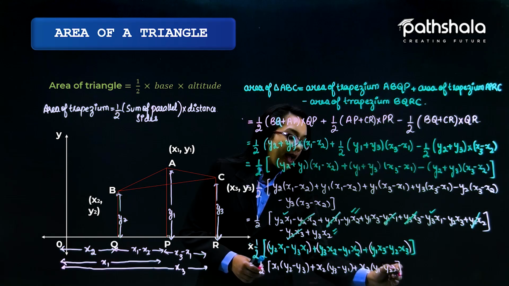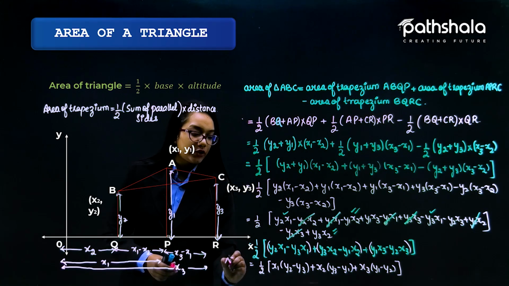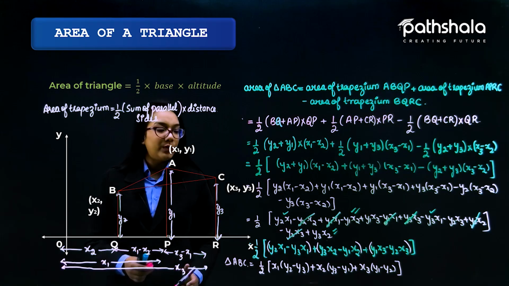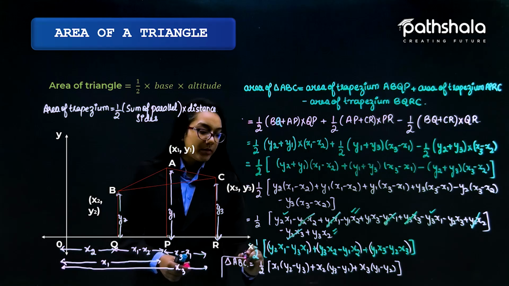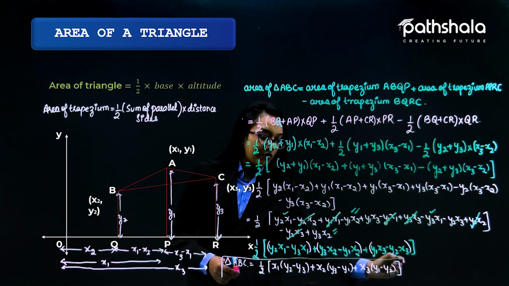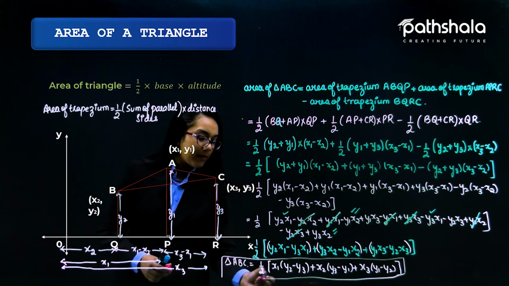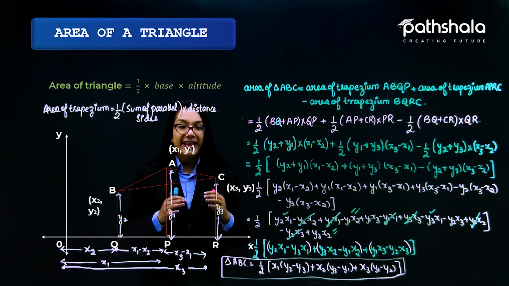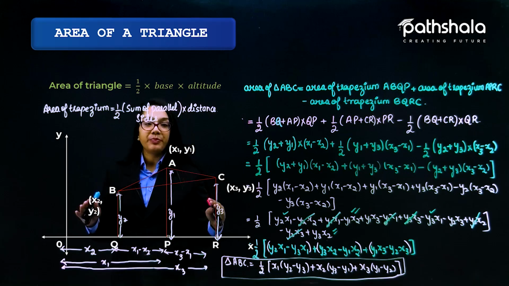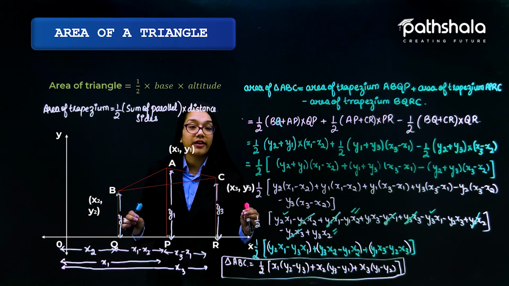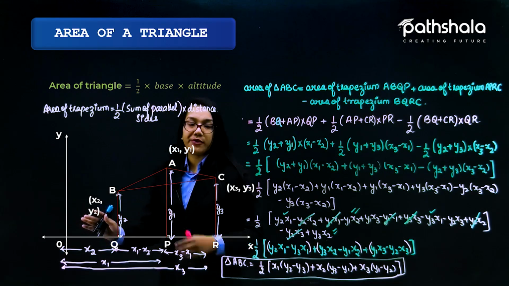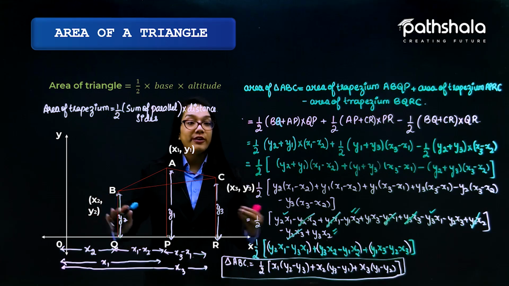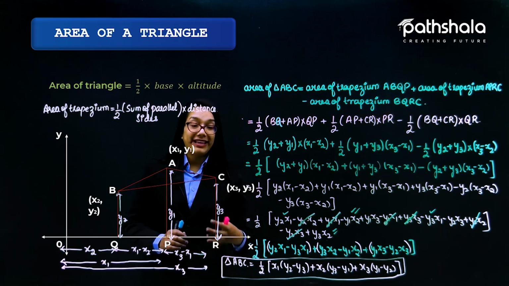and this is nothing but the area of the triangle ABC. This is nothing but the area of the triangle, which is half of x1(y2 − y3) + x2(y3 − y1) + x3(y1 − y2). This is nothing but the area of the triangle ABC when the coordinates of the vertices of the triangle are given to us as (x1, y1), (x2, y2) and (x3, y3), and this is the area of the triangle which we will use in order to find the area of a triangle.